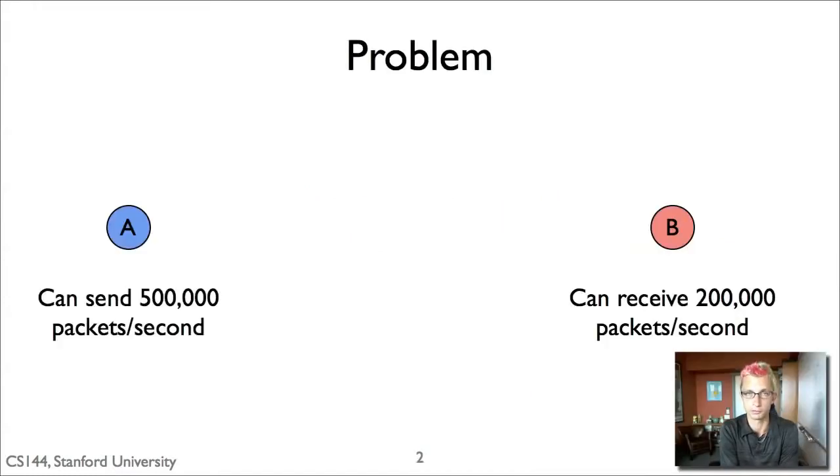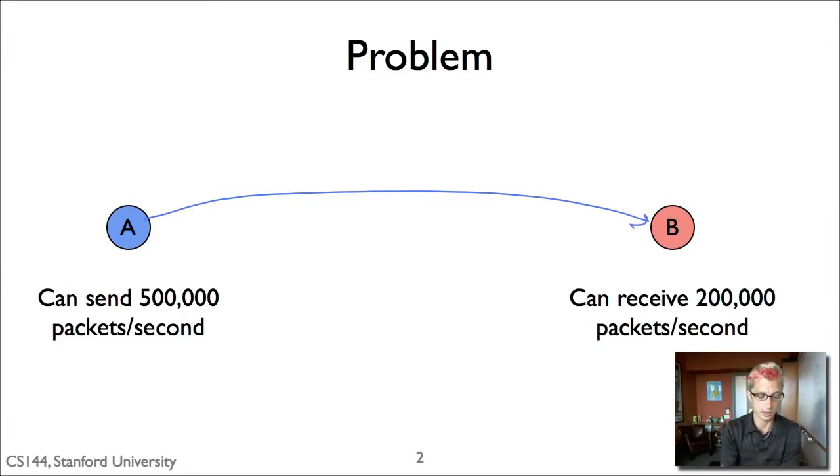The basic problem flow control tries to solve is when a sender can send data faster than the receiver can process it. So here we have a case where the sender A can send some 500,000 packets per second, but the receiver B can only receive 200,000 packets per second. This might be because B has a slower processor, its networking card isn't as good, or for whatever reason.